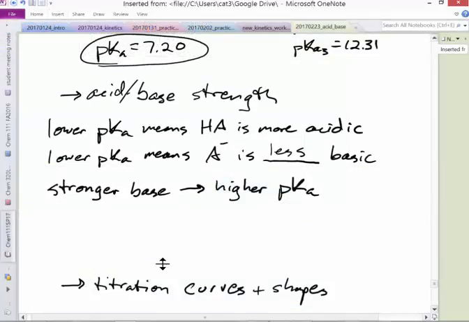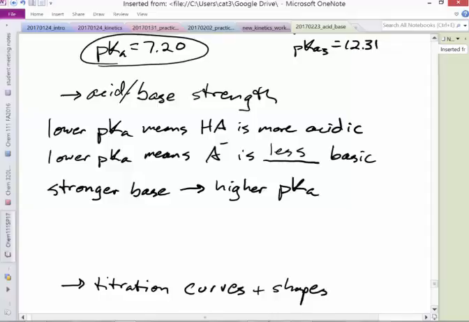How else could I phrase a question? Looking at relative acid-base strength, I might give you a table of chemicals and pKa's and ask you to find the weakest base. You would, one, limit it to the A-minuses of the equilibrium, since the base must be the A-minus. Then, within that, I want the weakest base, so I want the pKa that is highest or lowest? Lowest, because the lowest pKa corresponds to the strongest acid, which corresponds to the weakest base.